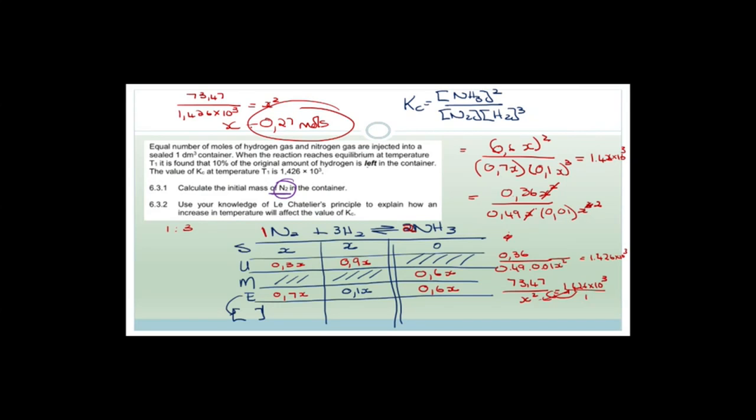X equals 0.27 moles. But now, they didn't ask for the number of moles, did they? What did they ask for? They asked for the mass. So we haven't finished. What we need to do is remember 0.27 and erase all ink. So the number of moles is 0.27.